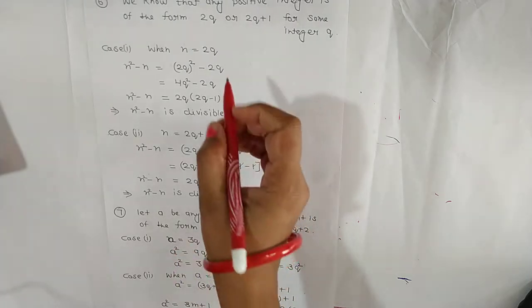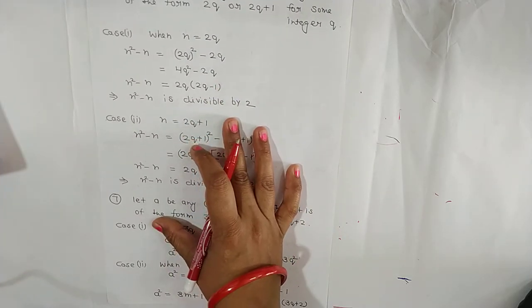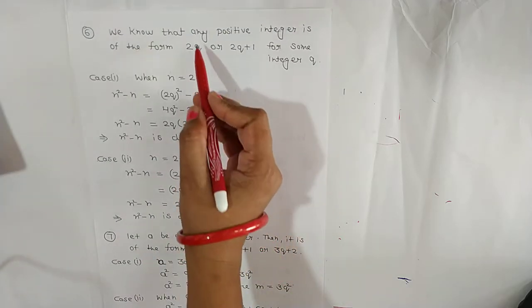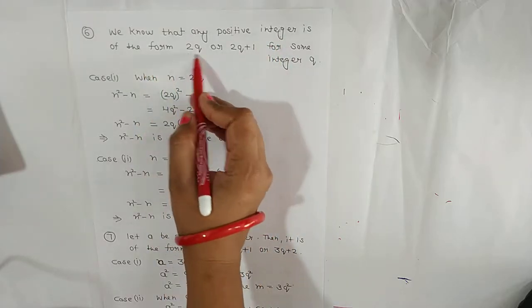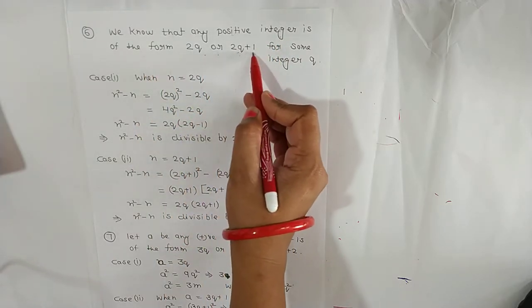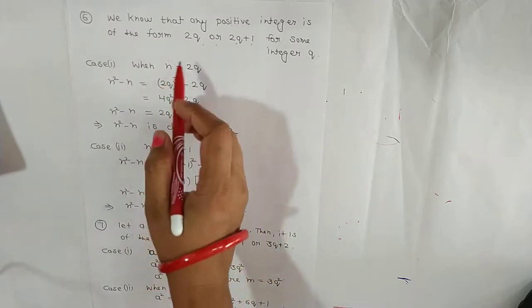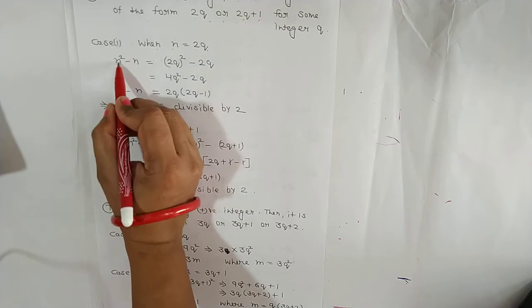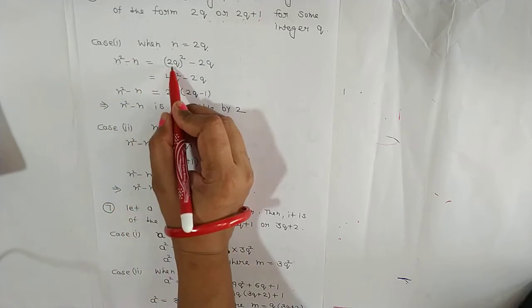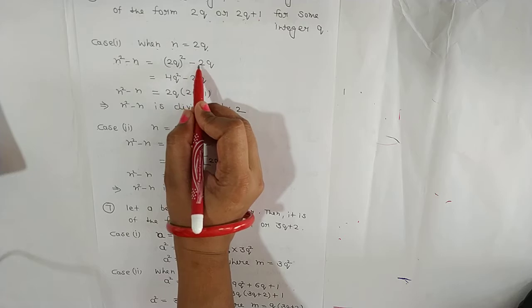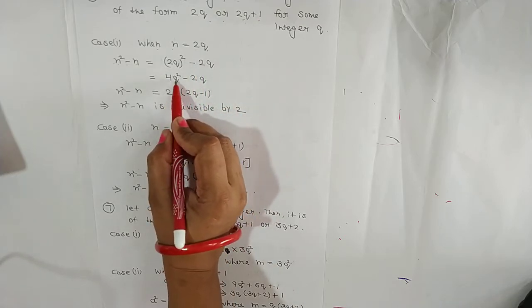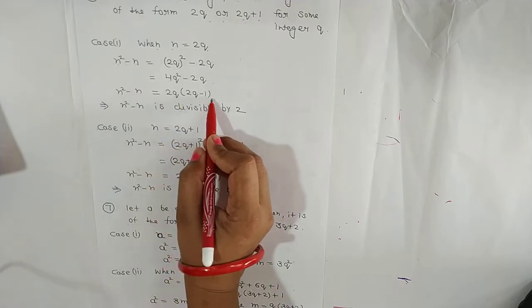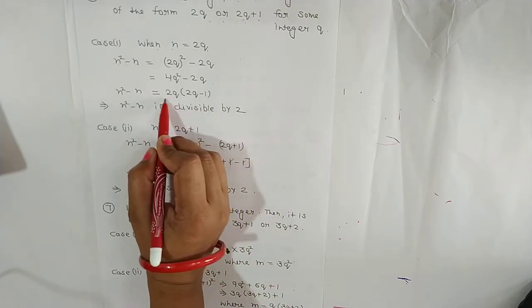Prove that n square minus n is divisible by 2 for every positive integer n. So any positive integer is of the form 2q or 2q plus 1, where q is an integer. So first case, when n is equal to 2q, we have to find the value of n square minus n. So it will become (2q) whole square minus 2q. This will be 4q square minus 2q. Then it will be 2q in bracket 2q minus 1. So it is divisible by 2.